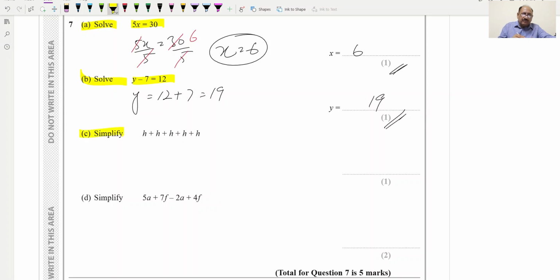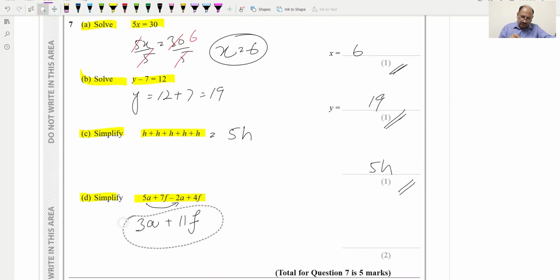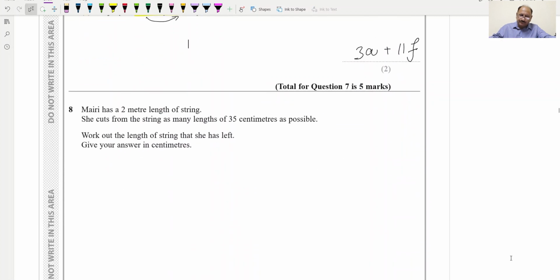Now C part, simplify, and this will be how many h? 4, 5. So this will be equal to 5h, and 5h will be the answer for 1 mark. Next, again adding the like terms, simplify this. We'll be adding like terms 5a and minus 2a. So it will be 3a, and 7f plus 4f will be 11f, and this will be our final answer, which we can shift over here at the proper required place, and this is done.